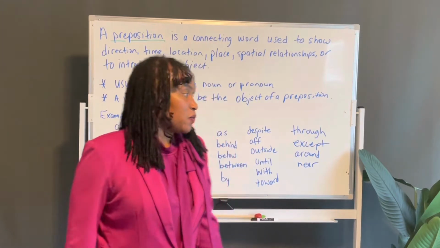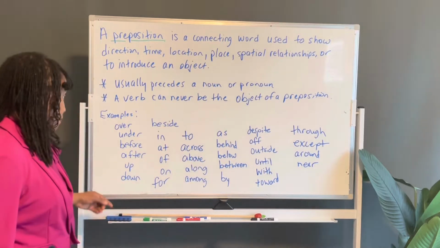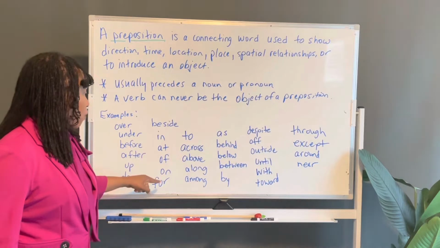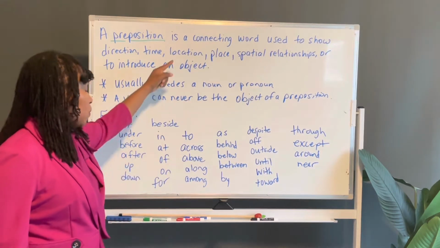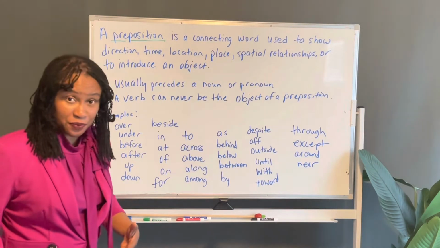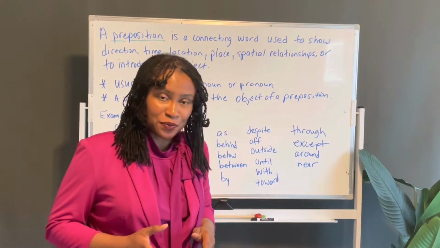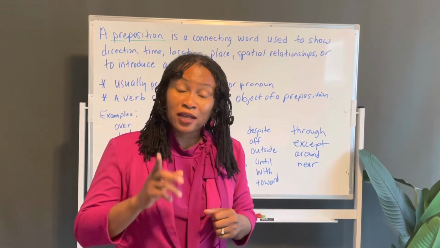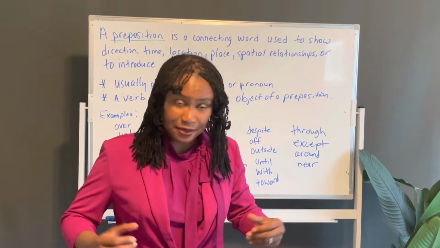All right, these are the examples that I had on the board yesterday. Over, under, before, after, up, down, beside, in, at, of, on, for, to, across, and so forth. You can see with these words, they're showing location, place, time, and direction. That's what prepositions do. So now we're going to use the same sentences from yesterday where we identified the preposition, and we're going to identify the prepositional phrase.